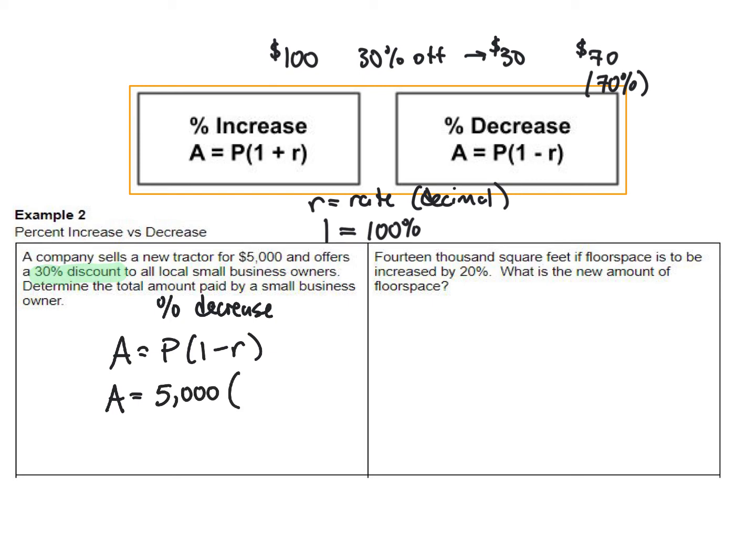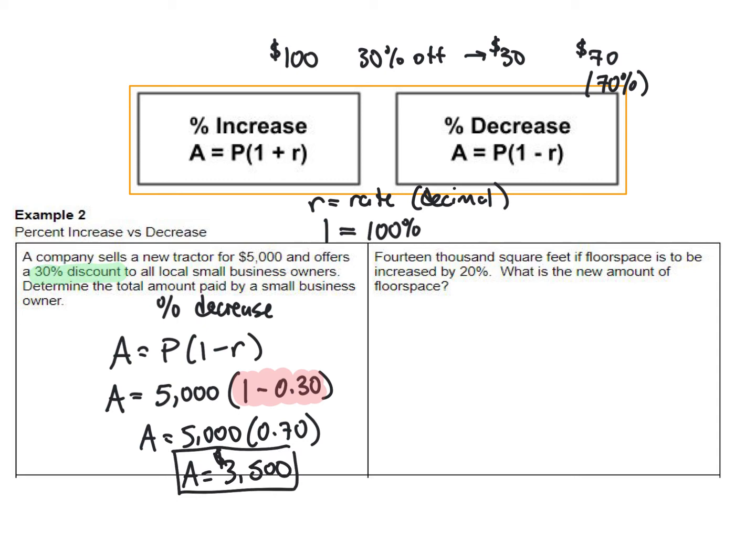Now, what I'm going to do is multiply it not by the rate itself, but I'm going to take the rate off of 100. So 1 minus R, and my rate is 30%. So the way I'm going to write that is 1 minus 30% as a decimal, which would be 0.30. Simplifying this, 1 minus 0.30 is 0.70. So I have A equals 5,000 times 0.70, which says if I'm taking 30% off, I'm paying 70% of the original price. And that amount that I would end up paying would be $3,500. So $3,500 is the amount I would pay for that lawn tractor.